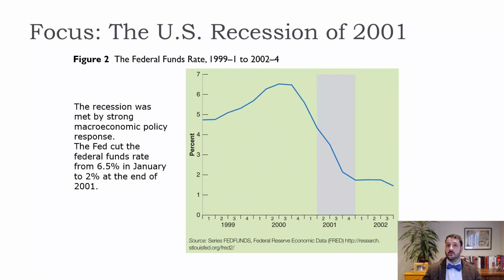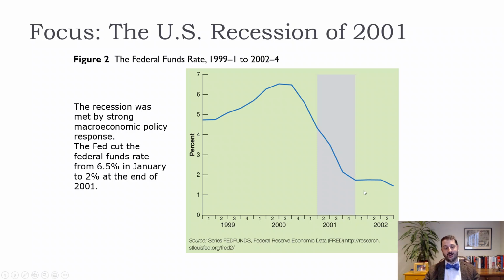The unemployment rate did increase by a few percentage points, and the Federal Reserve cut the federal funds rate. So the federal funds rate, which remember is the interest rate at which banks lend reserves to each other, it's kind of like the baseline interest rate, had been 6.5%, which seems really high by today's standards. And they cut it all the way to 2% by the end of 2001. So they're dropping that LM curve in order to try to stimulate investment.